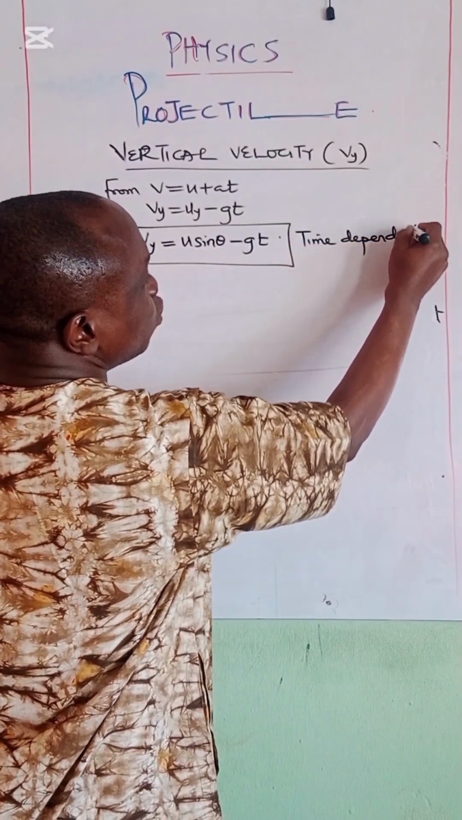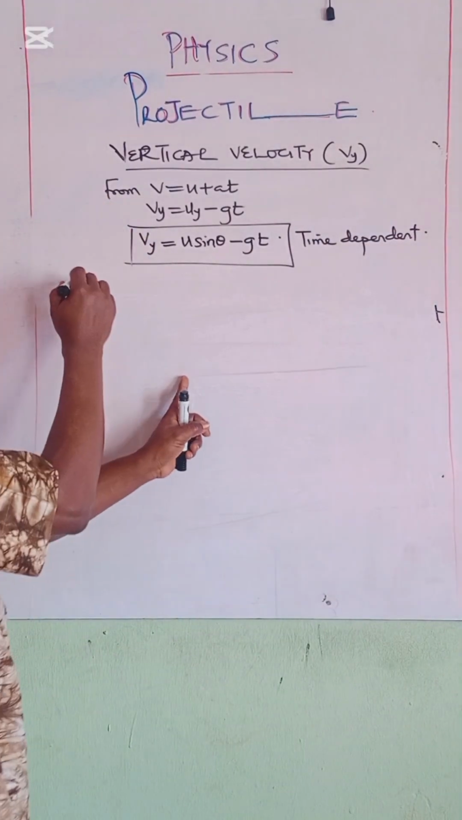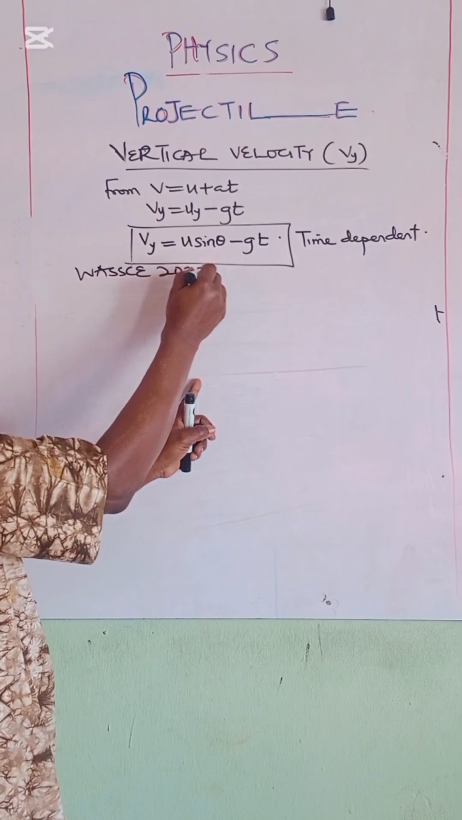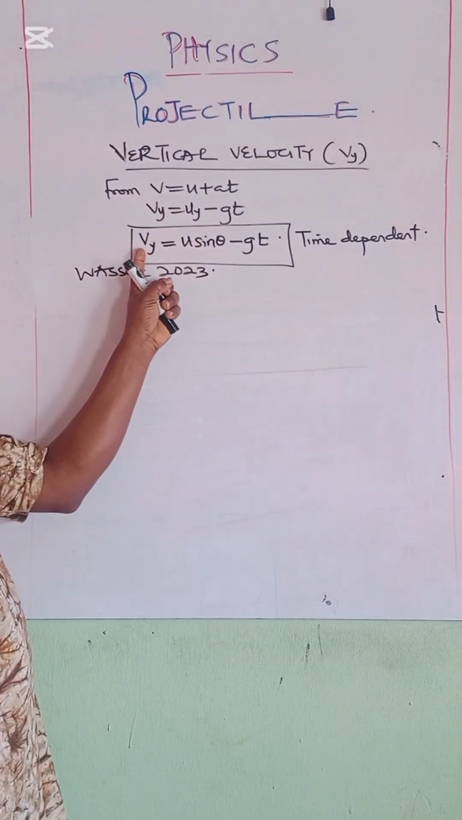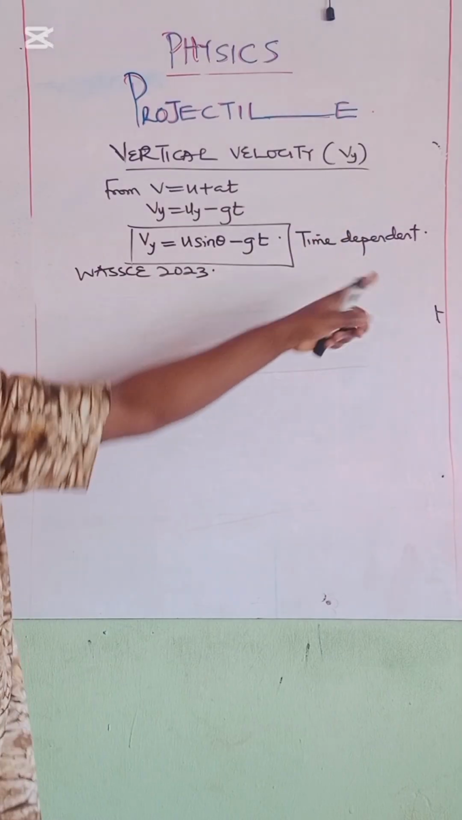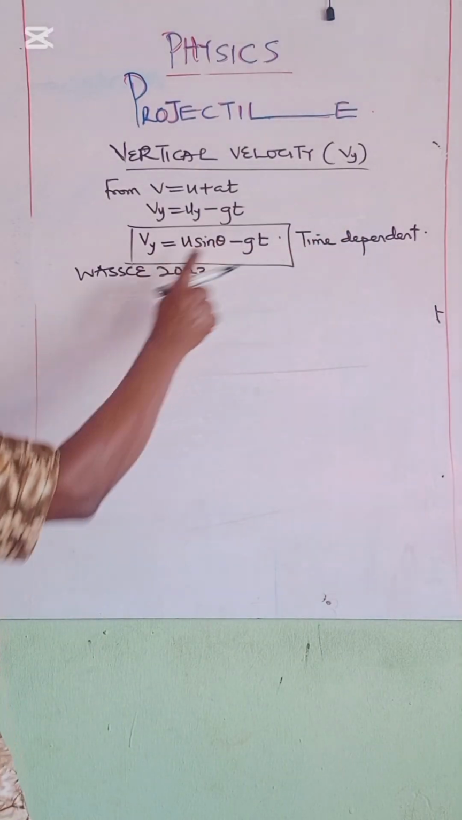This question was asked in WASSCE. Go and check past questions, WASSCE 2023. You have to find the vertical velocity of a body projected upward and show that it is time dependent. It depends on time. This is how to show it.